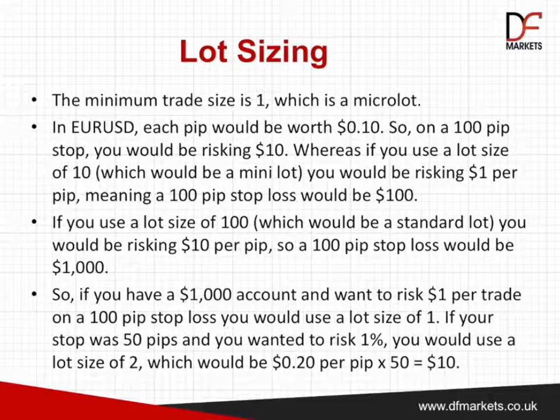So you can see it's very important to make sure that you use the correct lot size to ensure your position sizing is correct. So if you have a $1,000 account and want to risk $1 per trade on a 100 pip stop loss, you would use a lot size of 1. If your stop was 50 pips and you wanted to risk 1%, you would use a lot size of 2, which would be 20 cents per pip times 50 pips, which would equal $10.